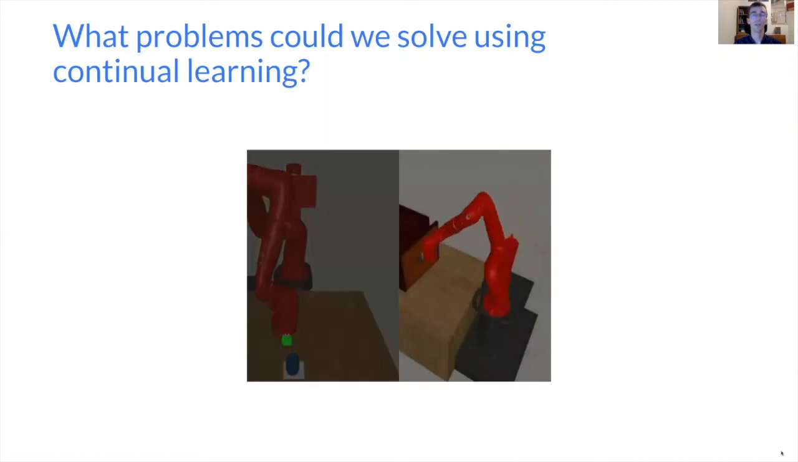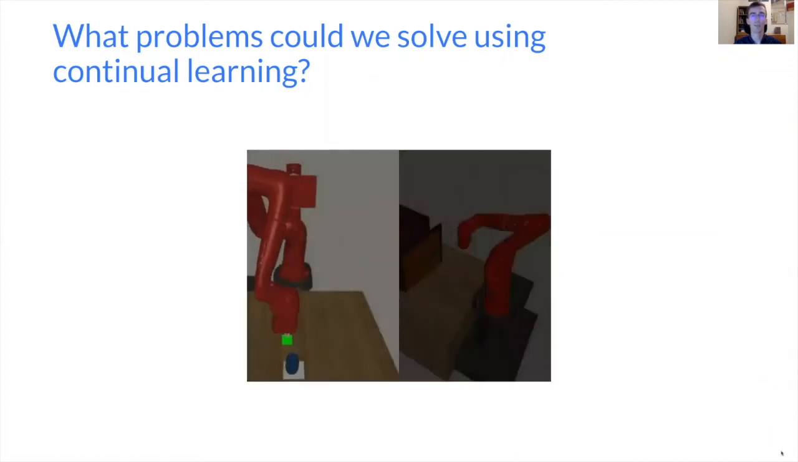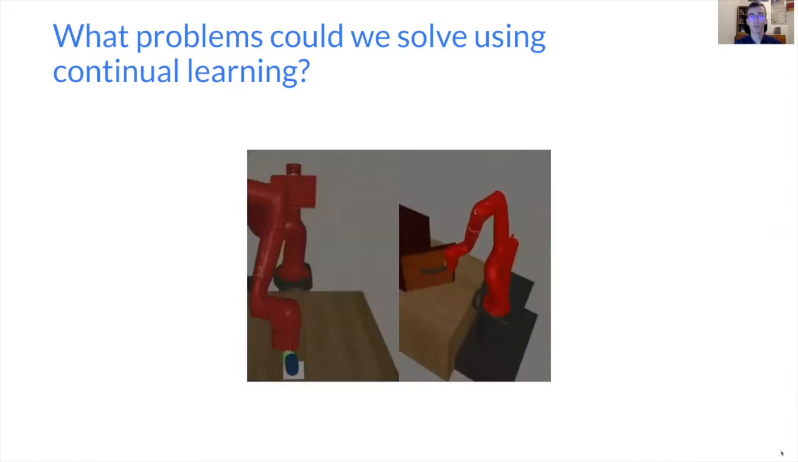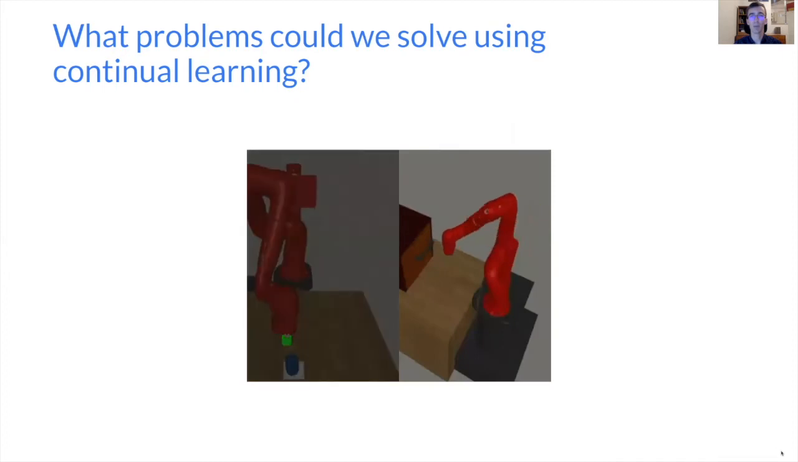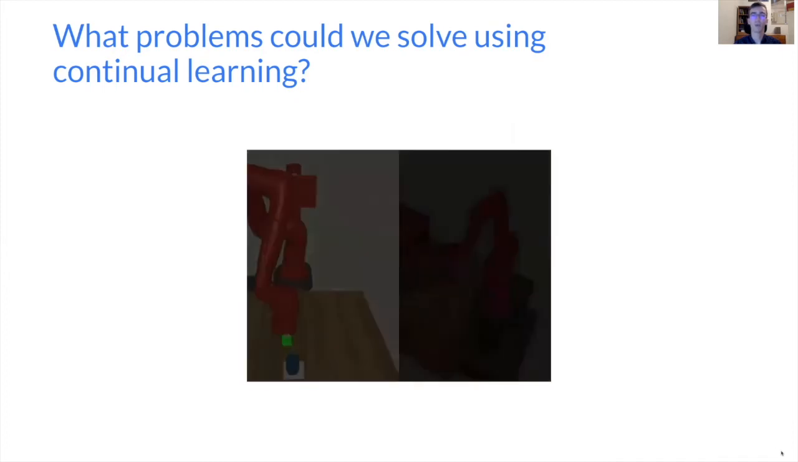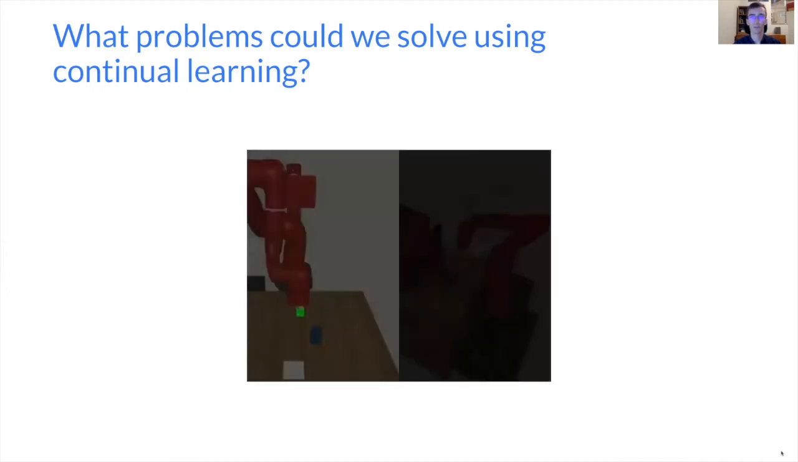Hi, everyone. My name is Michał Zając, and I'm really happy to be able to present here at this workshop. I want to start with a question that Razvan asked in the previous part, which is, what problems could we solve using continual learning? I want to argue that at least part of the answer is robotic control.